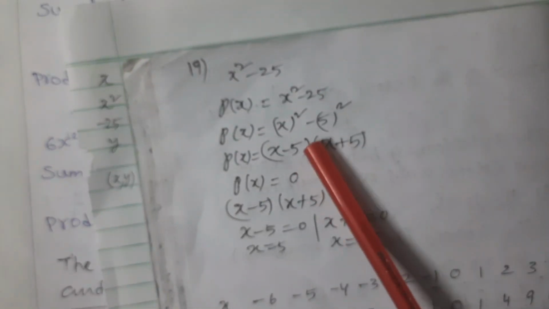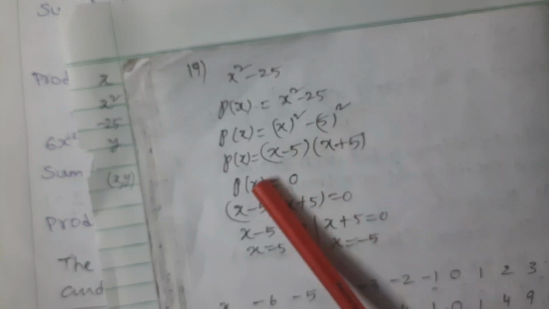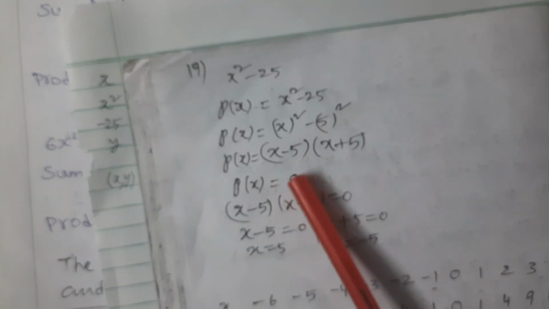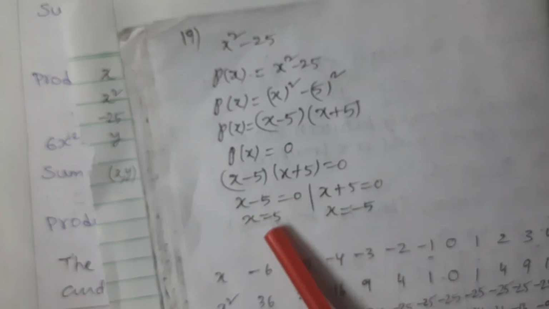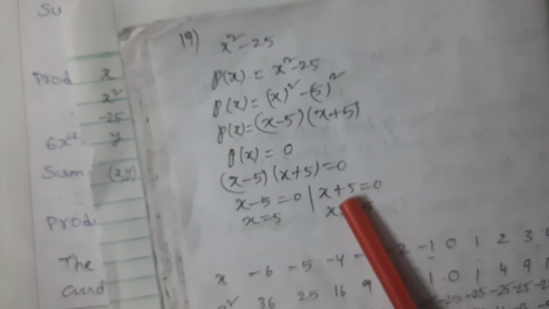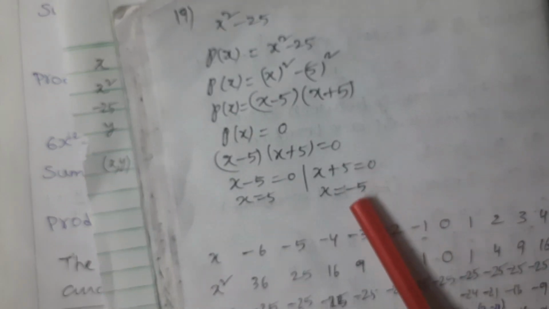So how to solve: p of x is equal to x square minus 25. You can turn x square minus 25 into x whole square minus 5 whole square. P of x is equal to x minus 5 into x plus 5, because of the a square minus b square formula, a minus b into a plus b. P of x is equal to 0. Now x minus 5 into x plus 5 is equal to 0. x minus 5 is equal to 0 means x is equal to plus 5. x plus 5 is equal to 0 means transferring that side, minus 5 is coming.